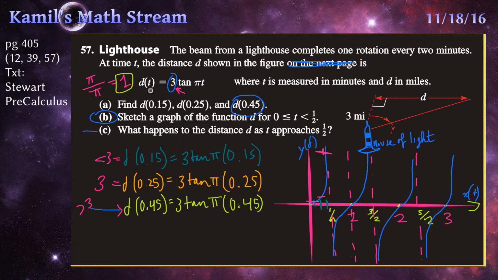Alright, this is confusing. This should be 3, and we know that this has to be less than 3 and this has to be greater than 3. How do we figure these two out? Well, that's the question, isn't it?